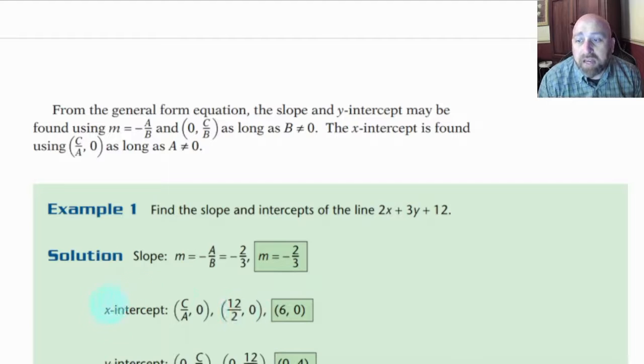Easy. The x-intercept, the way that you would do that is you take c over a. So here's C, 12. Here's A, 2. Divide 12 by 2. That gives you 6. And it's always 0 for the y, because it's the x-intercept, so we don't go up on the y. For the y-intercept, we don't go left or right, so the x is always 0. And then it would be C divided by B. So in this case, C is 12 divided by B, which is 3. And that gives us 4. 12 divided by 3 is 4.